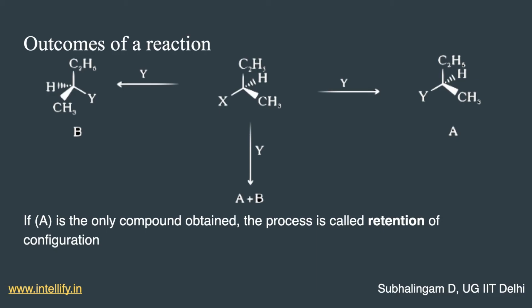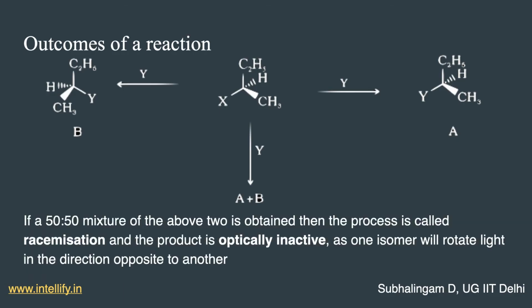If A is the only compound formed, then the process is called retention of configuration. Observe that the spatial integrity is preserved in A. However, if B is the only product formed, then the process is called inversion of configuration. This is what happens in an SN2 reaction, and we will see why that happens soon. So what has happened? The spatial integrity is reversed. The relative orientation of all the groups has been reversed. So that's called inversion. If a 50:50 mixture of the two compounds is obtained, then the process is called racemization.